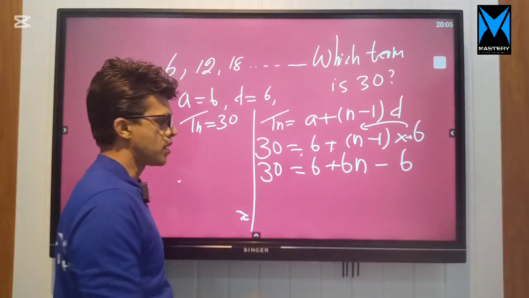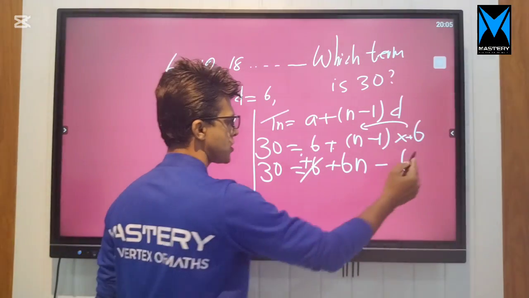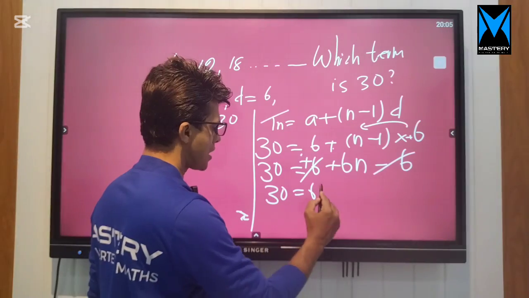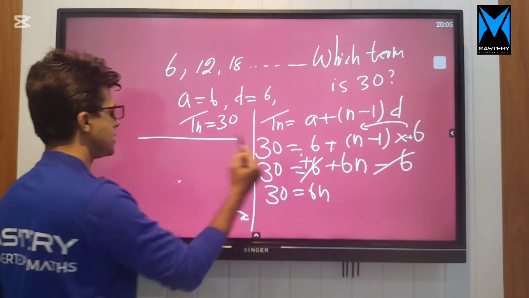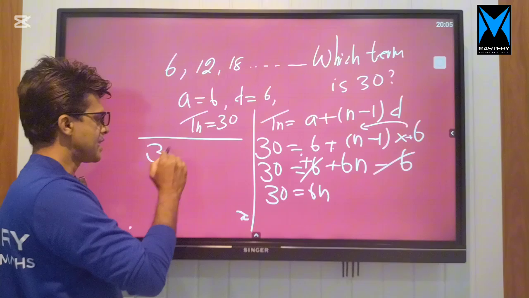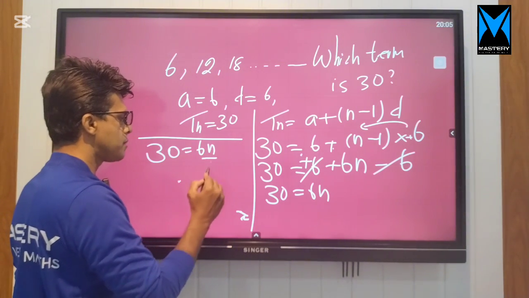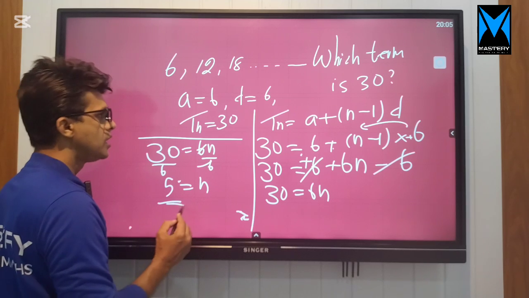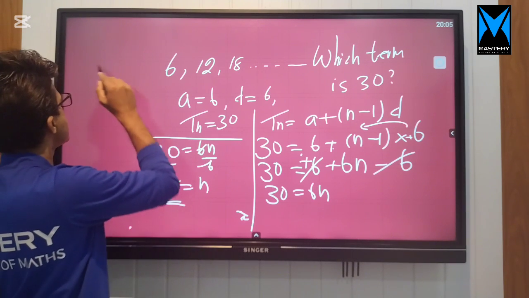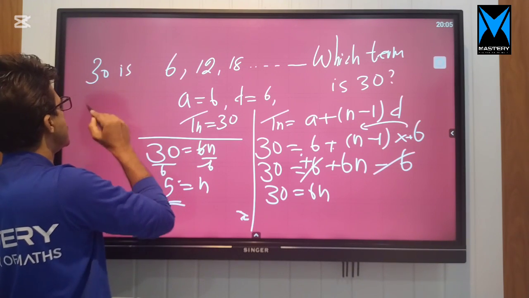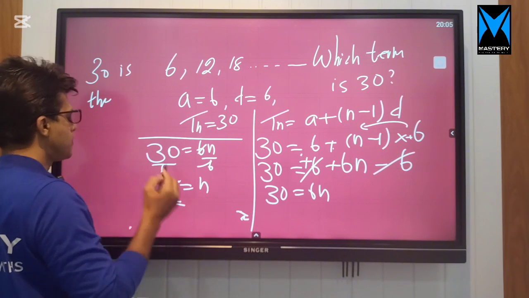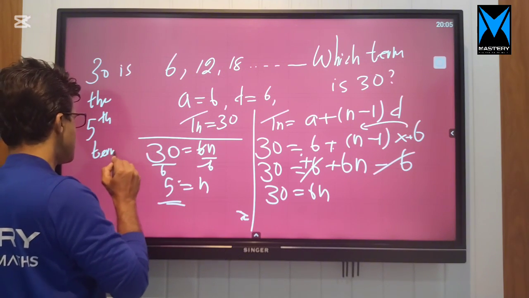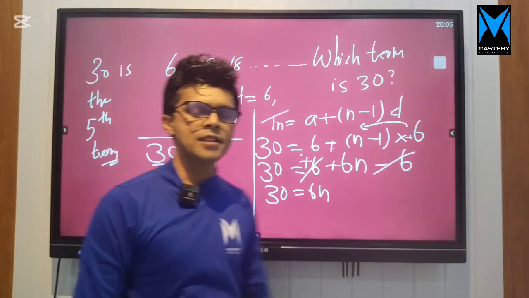How do we simplify this one? The plus 6 and minus 6 can be cancelled out. So 30 equals 6n. I'll write it here: 30 equals 6n. So both sides can be divided by 6. Therefore, n equals 5, which means 30 is the fifth term. This is the answer. Okay. This is the first part of this arithmetic progression.